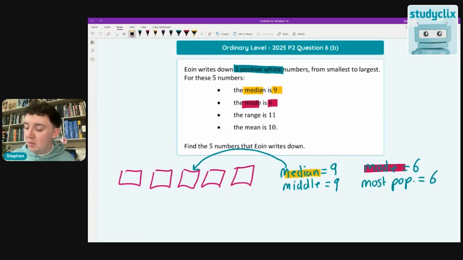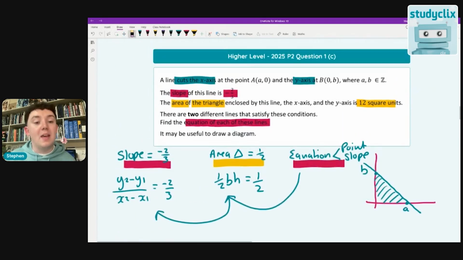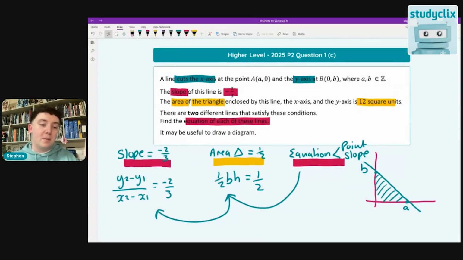And in the same sense with the higher level, you have shown the examiner here, you've extracted the information of the slope, you've tried to use it. You're extracting the information of the area, you're trying to use it, and you're going from there.